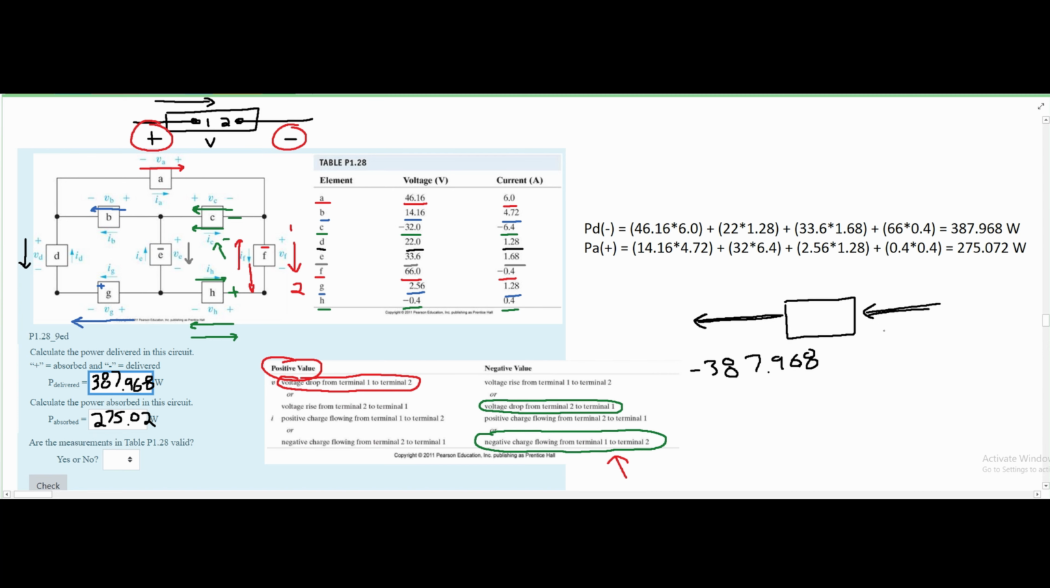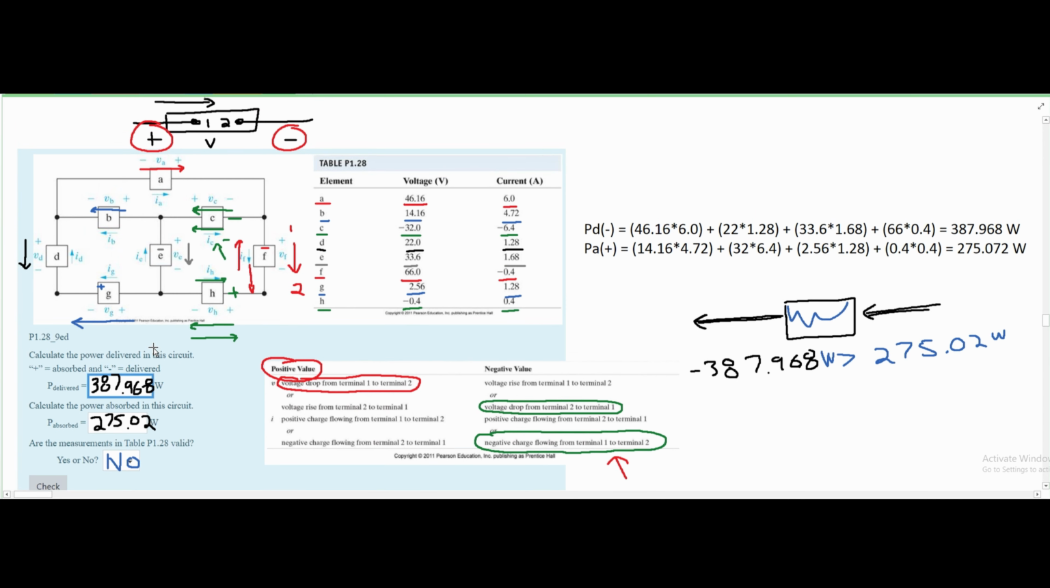Now our power that is being absorbed is 275.02. And these are both in watts, like this. Well, the reason why our measurements in table P1.28 are invalid is because we are delivering more power than we are absorbing. So eventually our battery is going to run out of wattage if it was like this. We don't have enough wattage from our actual battery to sustain this power delivery. So are the measurements in table P1.28 valid? The answer would be no. And it is because our delivery is greater than our absorption.